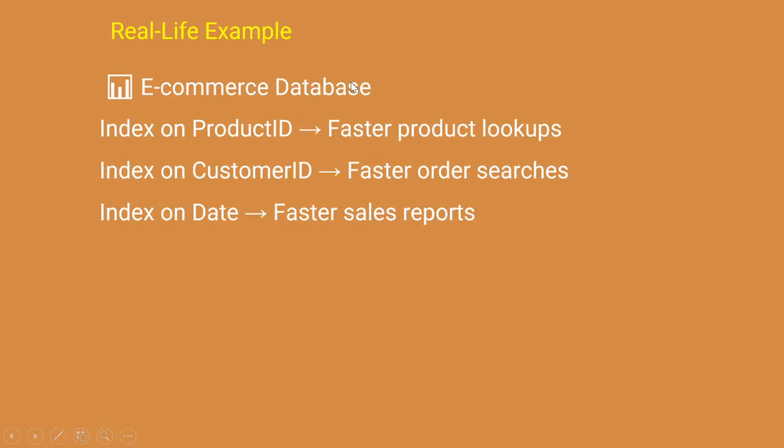In an e-commerce database, indexes on product ID make product lookups faster. Indexes on customer ID speed up order searches, and indexes on date make sales reports more efficient.